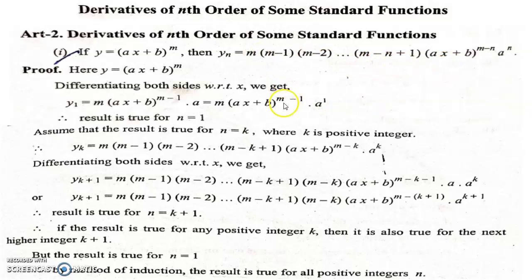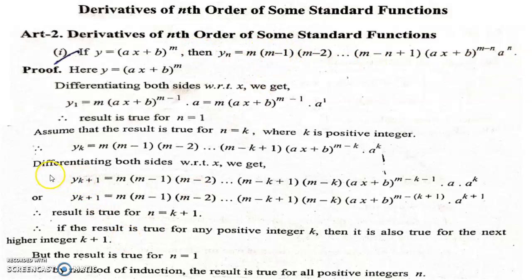Now you can compare it with this. We have m, that is the first term only, (ax plus b) to the power m minus 1, a to the power 1. That means the result is true for n is equal to 1. Now let us suppose that the result is true for n is equal to k, that is yk is equal to m(m minus 1)(m minus 2) and so on up to (m minus k plus 1), (ax plus b) to the power m minus k, a raised to the power k. Substitute n is equal to k simply in this equation.